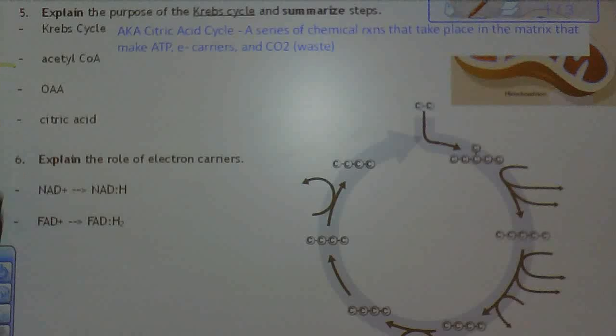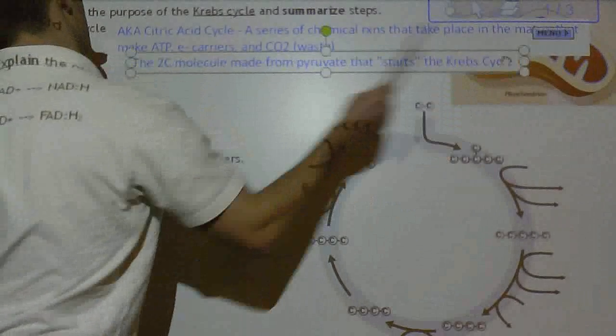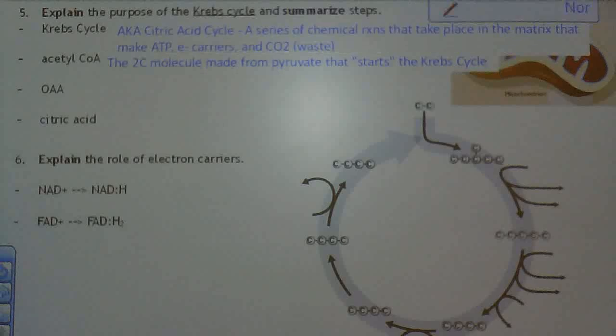The next term we need to define is acetyl-CoA. Pretty simple. Acetyl-CoA is a 2-carbon molecule that forms from pyruvates that come from glycolysis that start the Krebs cycle. I put start in quotation marks because there's really no start of a cycle, but that's the best place to talk about where it starts.